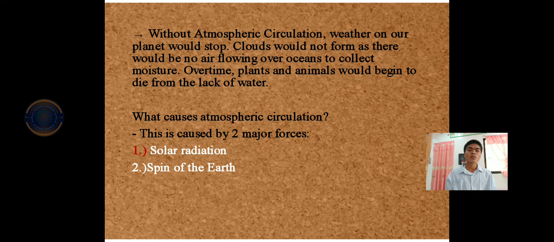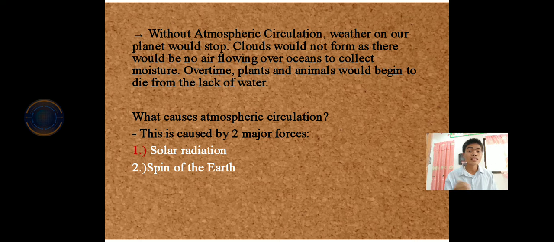Let us think that without atmospheric circulation, weather on our planet would stop. Clouds would not form as there would be no air flowing over oceans to collect moisture. Over time, plants and animals would begin to die from the lack of water. This paragraph is very clear, and I will no longer discuss it, I will expand it. So what causes atmospheric circulation? Maybe that is the question.